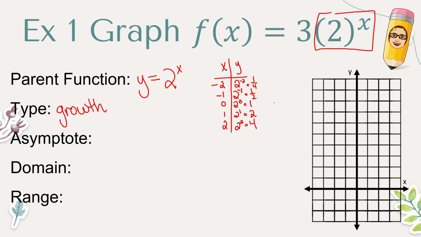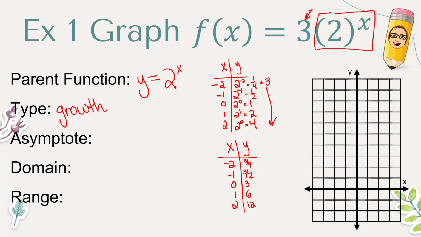Now, what I'm going to do is the transformation. So this 3, we know that 3 always multiplies by a number. So we're going to multiply our y's by 3 to get our answer here. My x's are going to stay the same because we're not changing anything there. But then I'm going to multiply by 3. So 3 times 1/4 is 3/4. 3 times 1/2 is 3/2. 1 times 3 is 3. 3 times 2 is 6. 4 times 3 is 12.